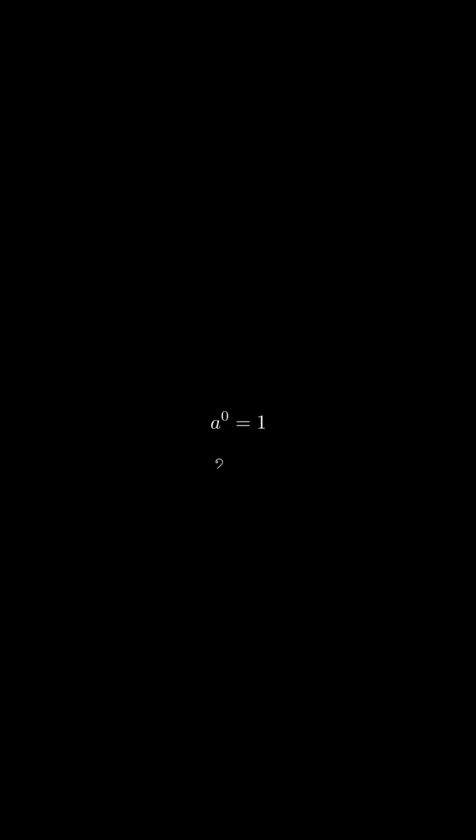For example, 2 to the power of 0 equals 1. This makes sense when we think of powers as repeated multiplication. 2 to the power of 0 means we aren't multiplying 2 by itself at all, giving us the multiplicative identity, which is 1. Similarly, 5 to the power of 0 equals 1.